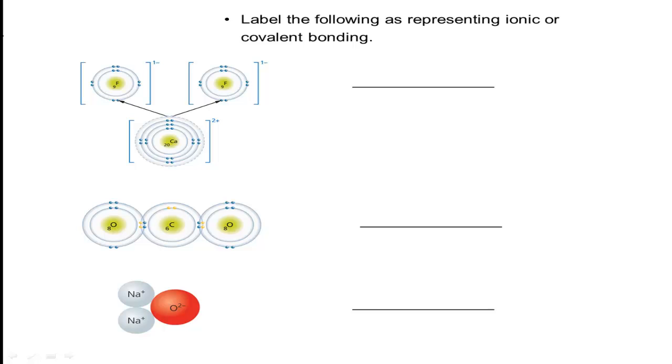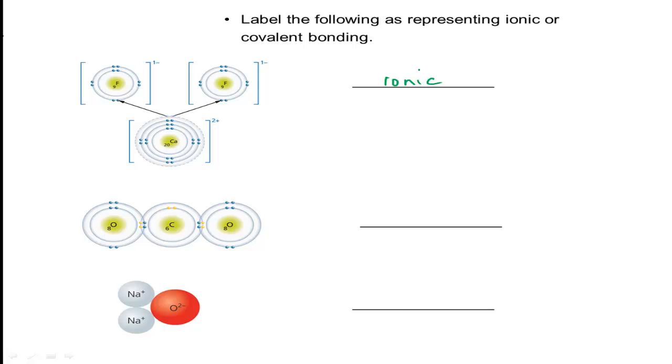So you should be able to label the following as either ionic or covalent. And I think we've already looked at this one. Calcium is giving up 2 electrons to form a Ca2+ ion, and those electrons are going to fluorine. So that would be, of course, dare I say of course, ionic.